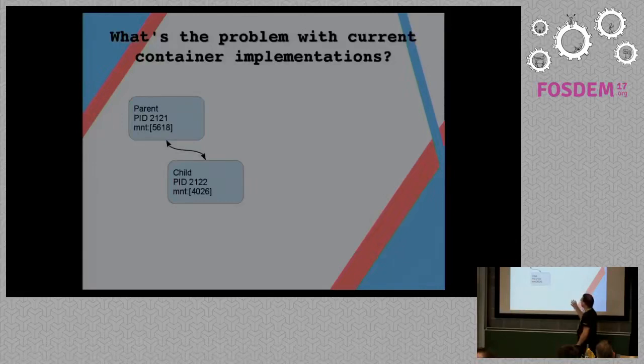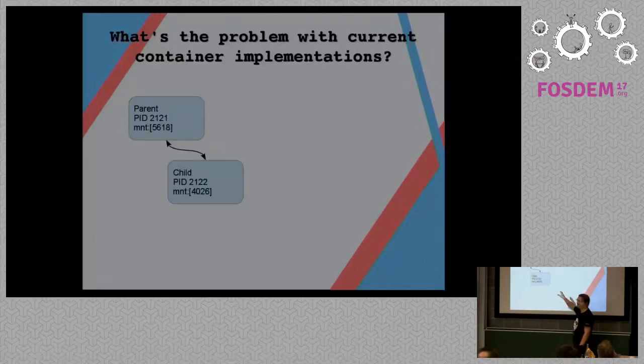PID namespace and user namespace. For the PID namespace, for example, if these are the PIDs on the host machine, inside the new namespace for the child, your process ID can be completely different. Like it can be 0, it can be 1, it can be any other PID number. So all of this is a problem of communication between the parent and the child.